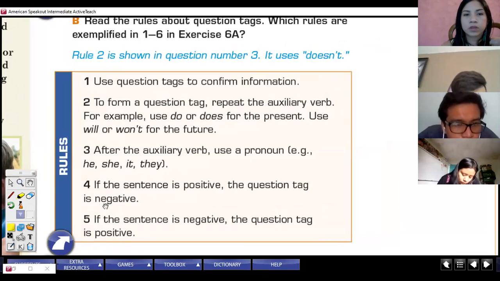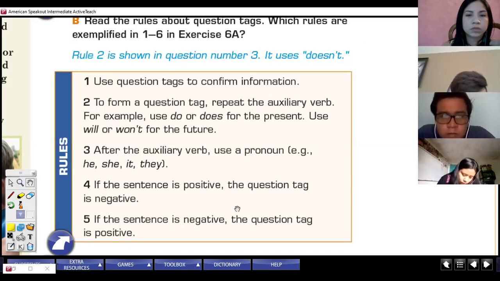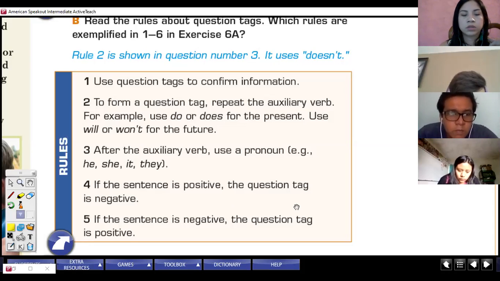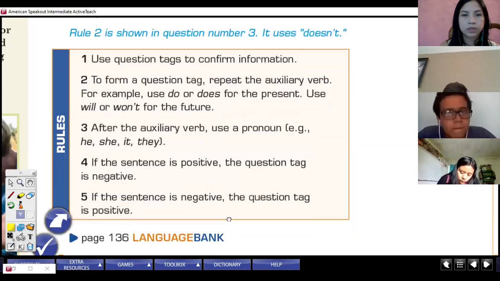After the auxiliary verb, use a pronoun. Example, he, she, it, they. Number 4, if the sentence is positive, the question tag is negative. Number 5, if the sentence is negative, the question tag is positive. This is all we checked with the presentation, right? So far, any question? No.